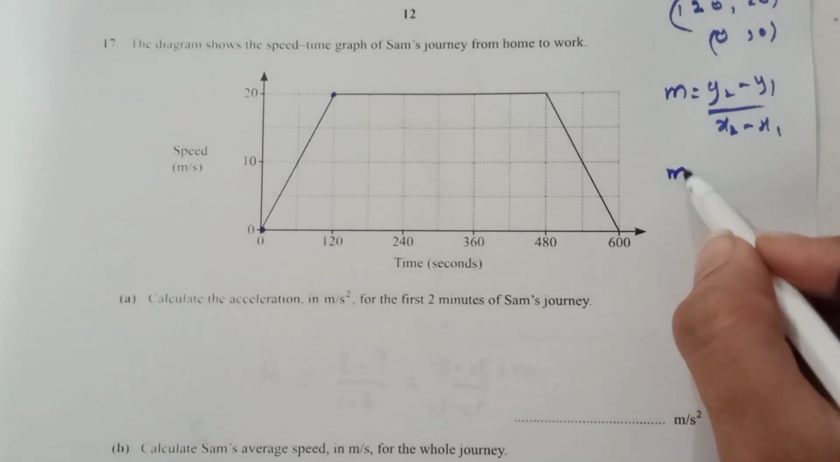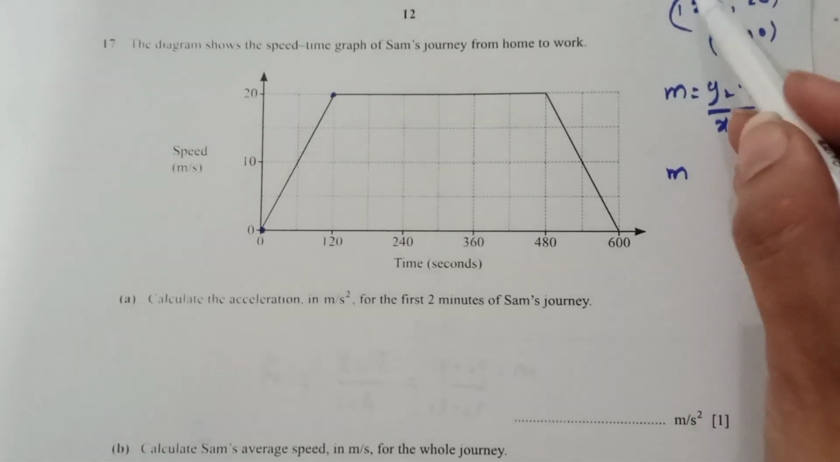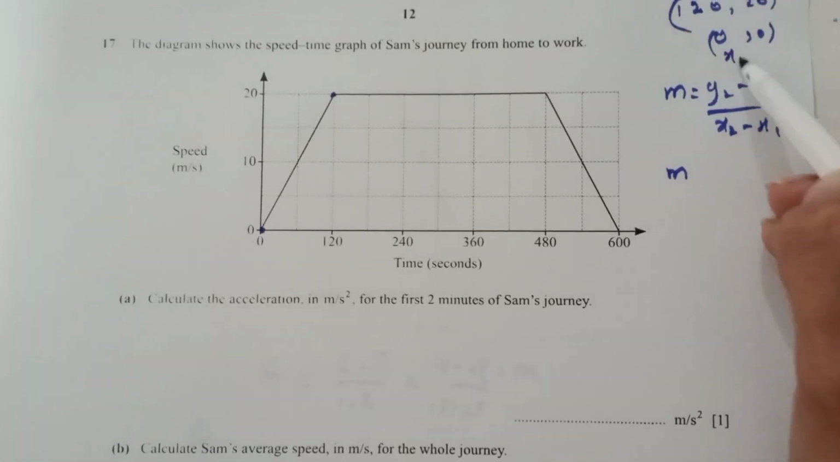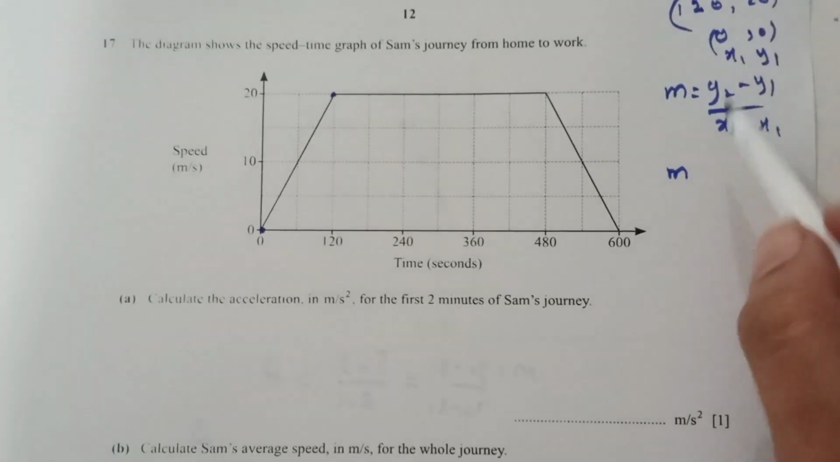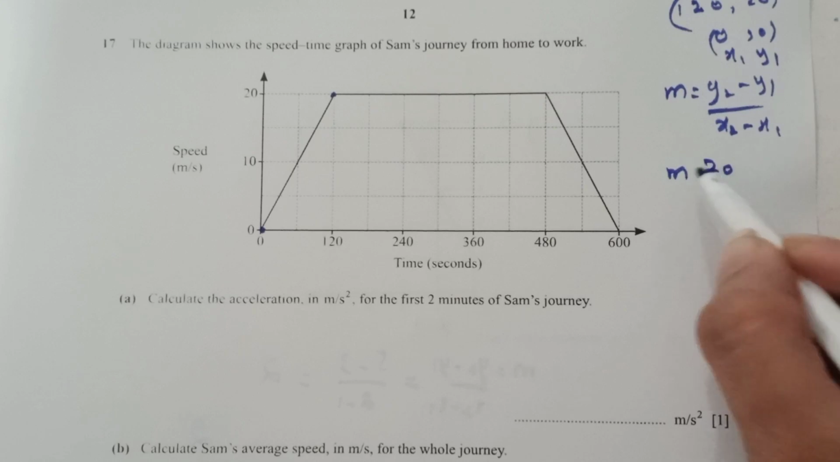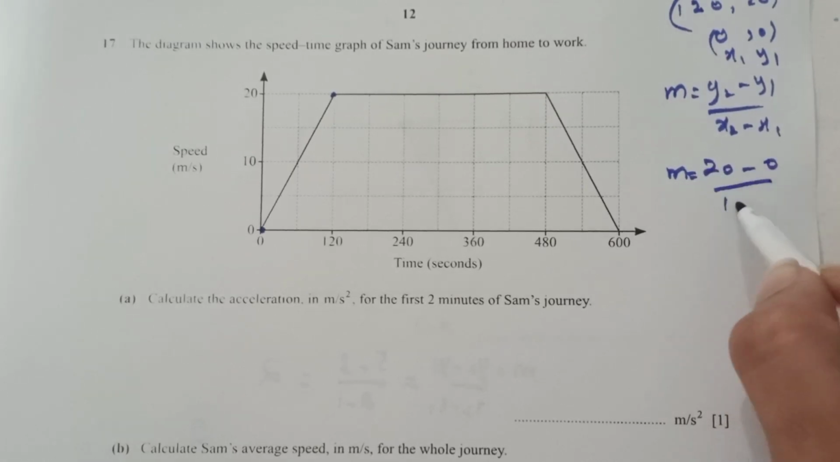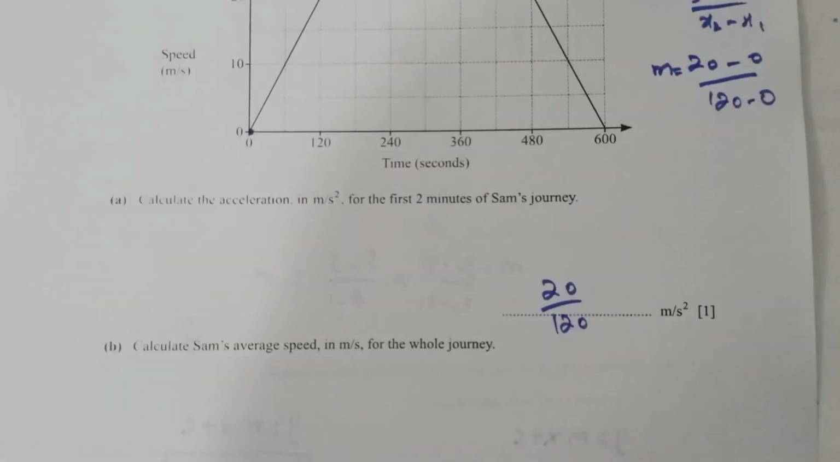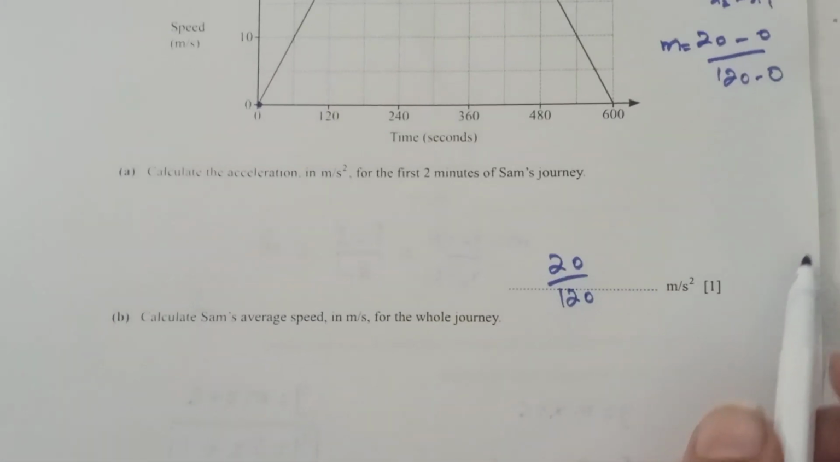Now this is x2 and this is y2, and this is x1 and y1. y2 minus y1 gives 20 minus 0, and x2 minus x1 is 120 minus 0, so we get 20 over 120. We also simplify it, and we can also write it like that. Now students, A part is solved.